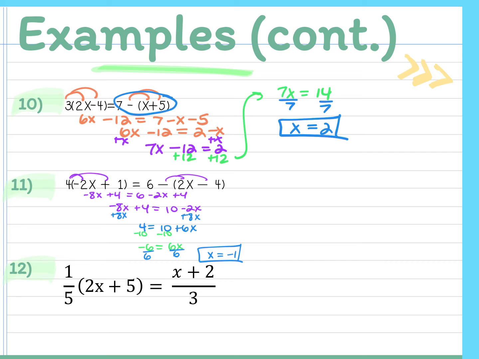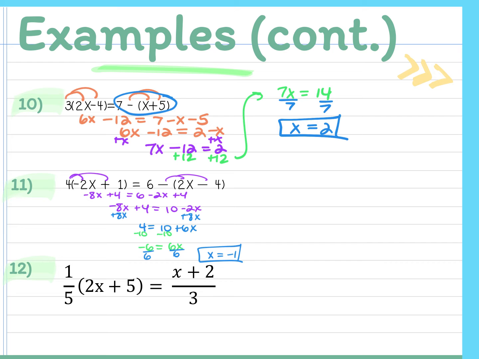And then I added the x. You could either subtract the 6x or add the x. It doesn't matter. You get 7x minus 12 equals 2. Add the 12. 7x equals 14. And then divide both sides by 7. And you get x equals 2. Questions on that one? All right.